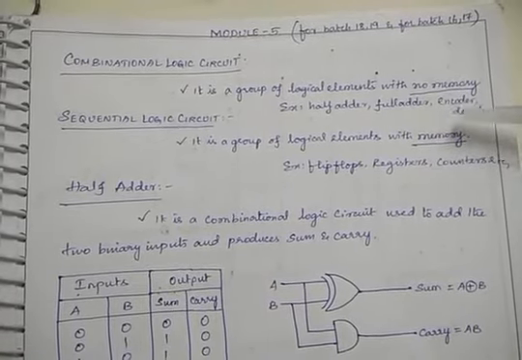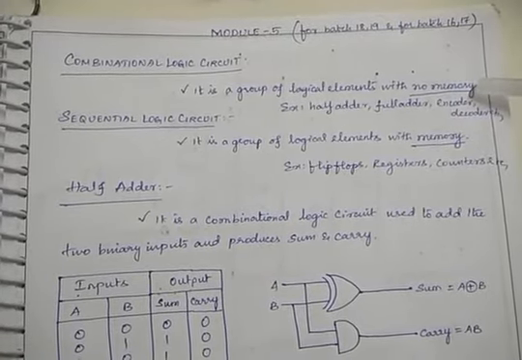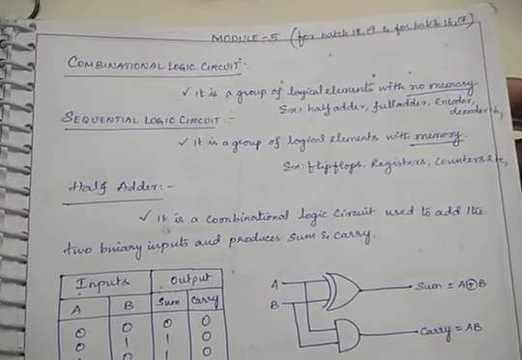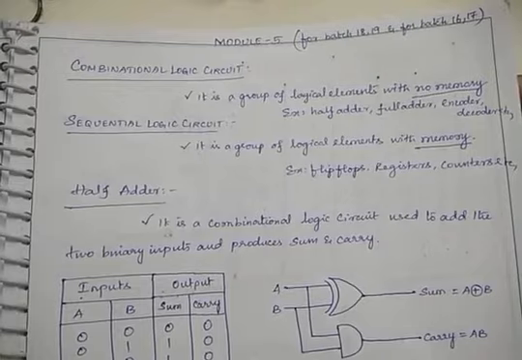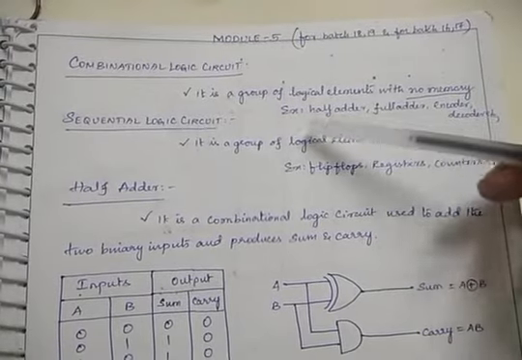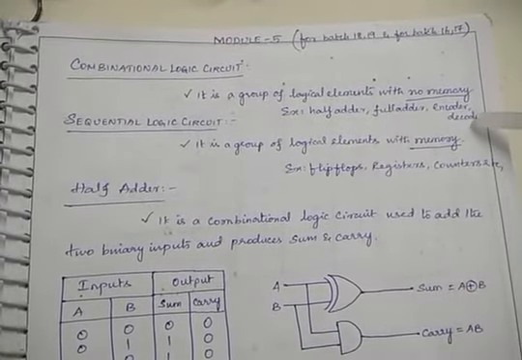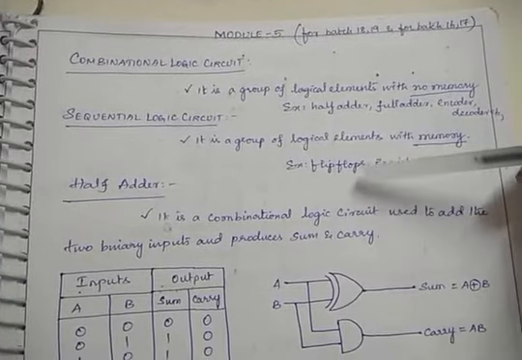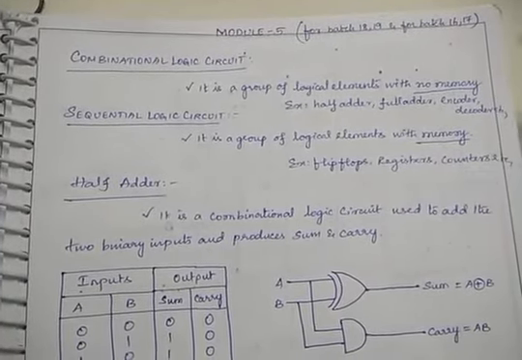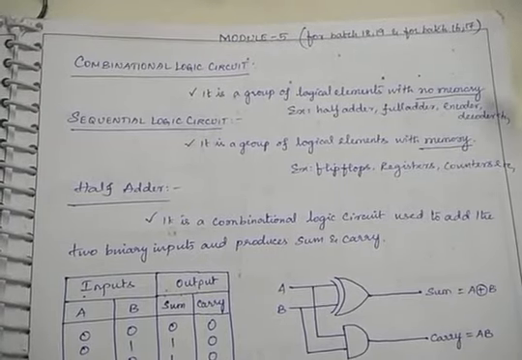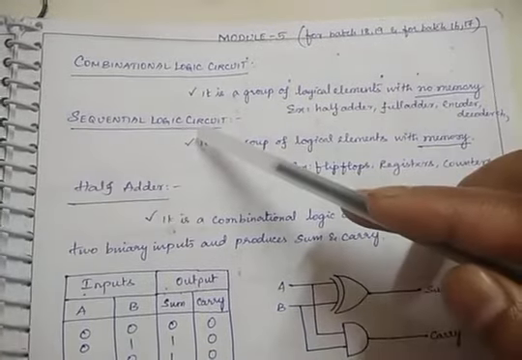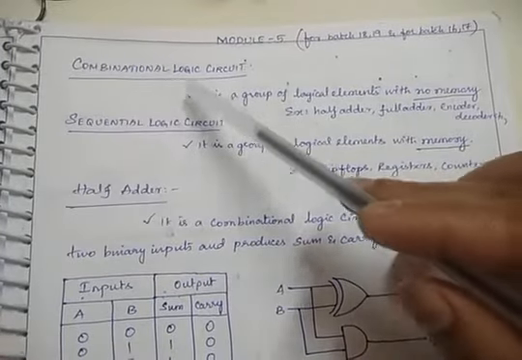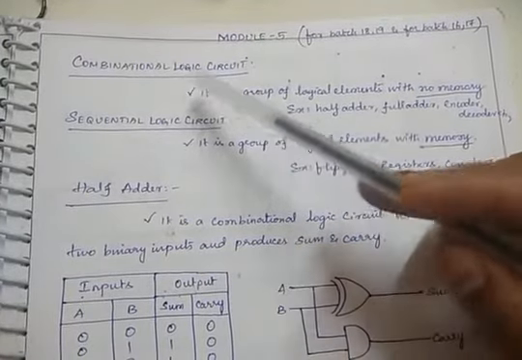The main difference, which I underlined here: if there is no memory, it means a combinational logic circuit. If it has a memory, it is a sequential logic circuit. Examples given here are half adder, full adder, encoder, decoder. They don't have any memory. Flip-flops, registers, counters have a memory. So if memory is there, it is a sequential logic circuit. If memory is not there, then it is a combinational logic circuit.